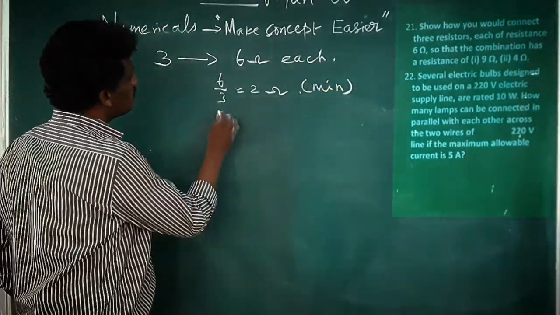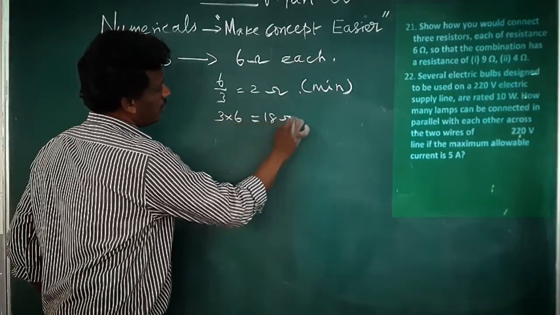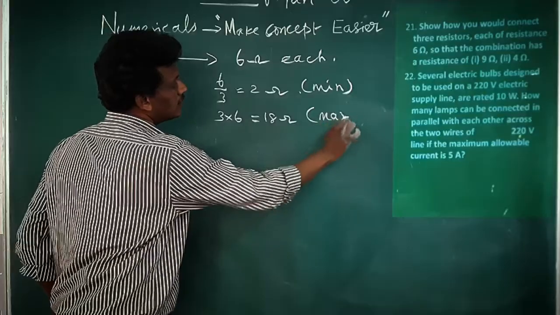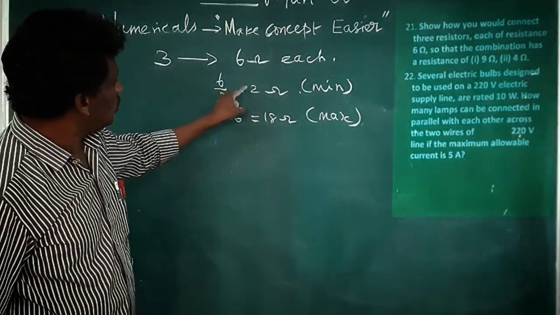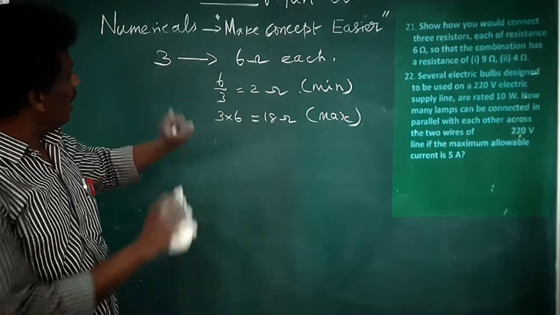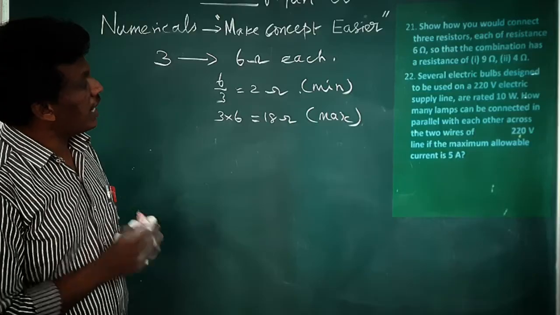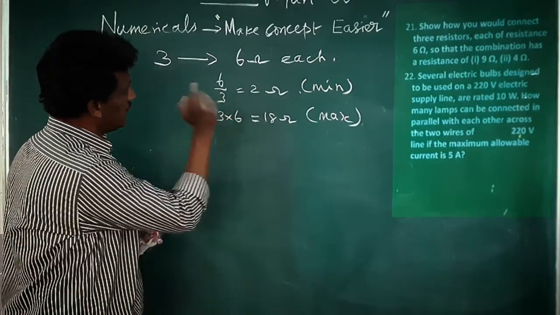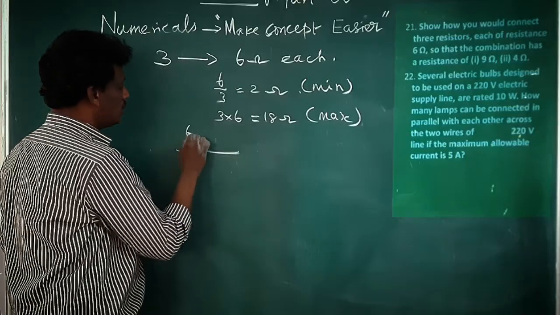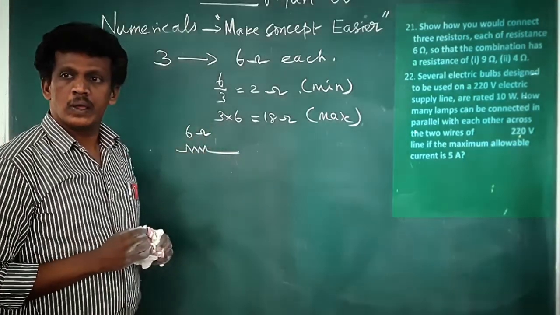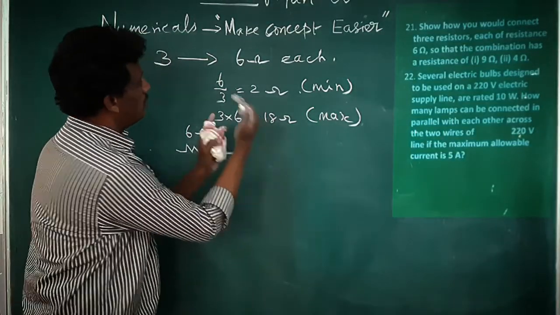What is the maximum you will get? 3 into 6, 18 ohm. This is the maximum you can get. Only these two possibilities, no? So what is the range? 2 to 18 ohm you can get by any method. Look at it. First they are telling 9 ohm. How to get 9 ohm? Suppose I am connecting one resistor. What is that? 6 ohm. How to get 9 ohm? So here the equivalent value must be 3 ohm.